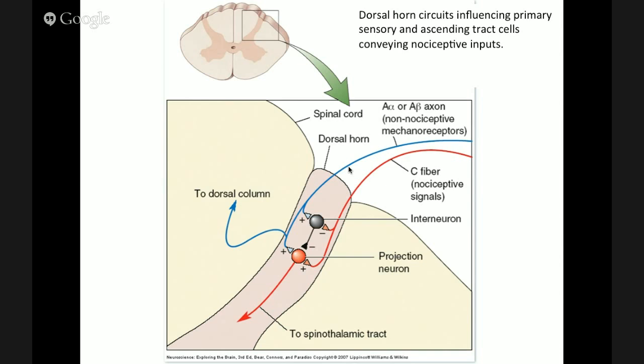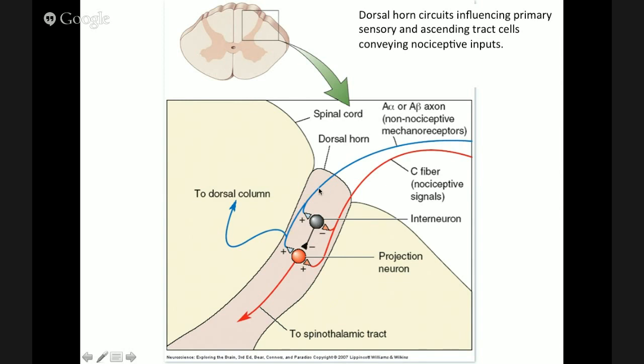So the activation of the mechanoreceptors actually inhibits the ascending pain information. You can see how the C fiber is activating the projection neuron, and then when the mechanoreceptors are activated, and remember that these are moderately myelinated axons, the mechanoreceptors have a higher conduction velocity than the pain fibers do. So when these A alpha or A beta axons are activated, they also come in and terminate on the projection neurons as well as on inhibitory interneurons.